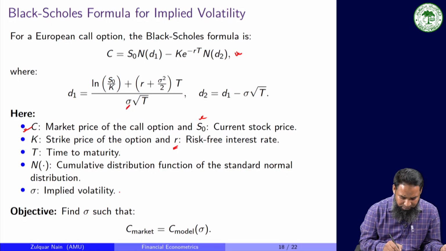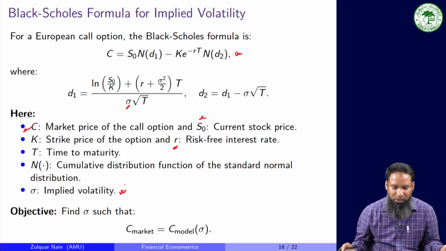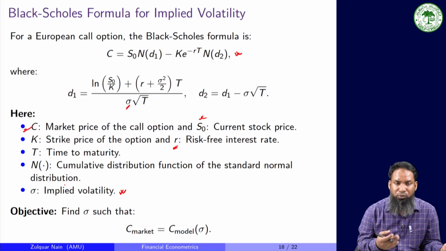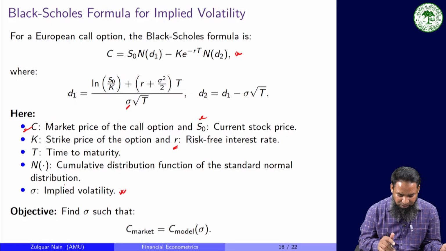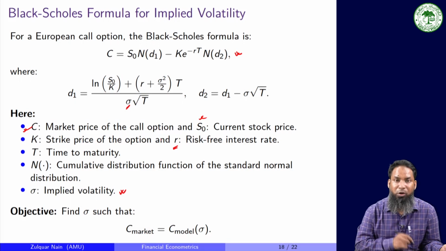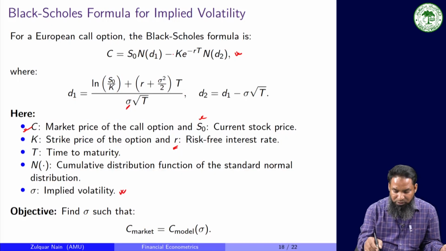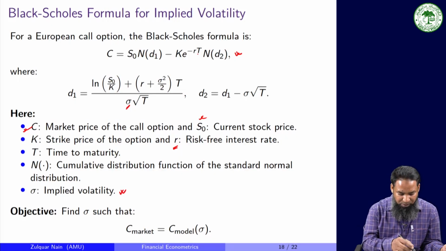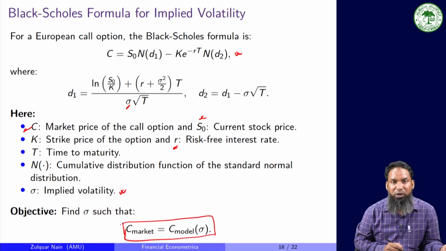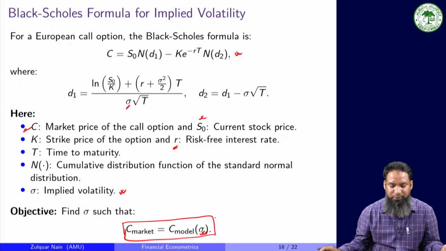is nothing but the implied volatility. So we are concerned with this implied volatility. How do we do that? Here the objective is to find sigma such that C market, that is the market price of the call option, and C model, the price from this model, are equal. If we are able to equate them, that will be the measure we are concerned with, the implied volatility.